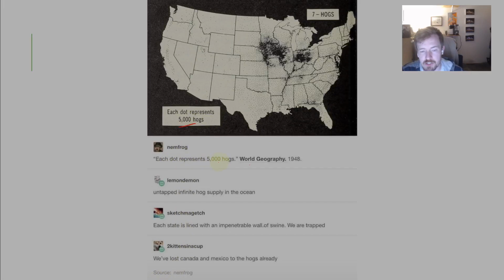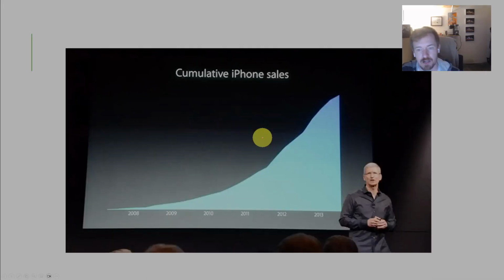Each dot represents 5,000 hogs. Untapped infinite hog supply in the ocean. As you can see, all these dots out here. Each state is lined with an impenetrable wall of swine. We are trapped. That's absolutely true. And we've lost Canada and Mexico to hogs already. As you can see, they're not even on the map. It's just nothing but hogs. You look up, you look down, it's nothing but hogs.